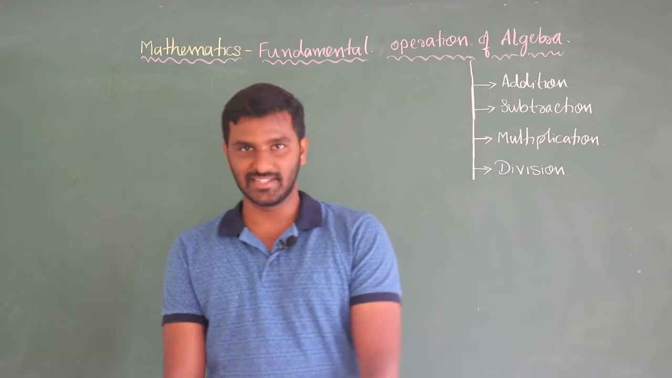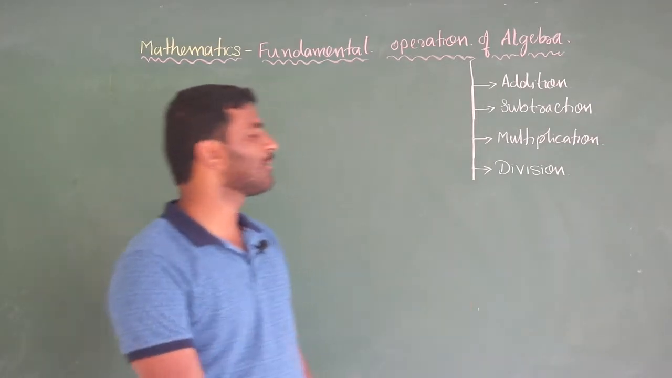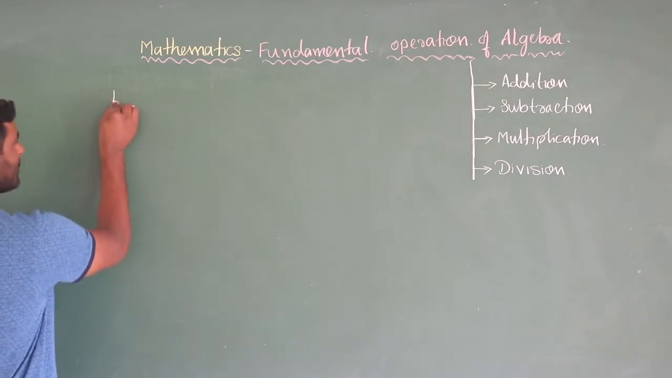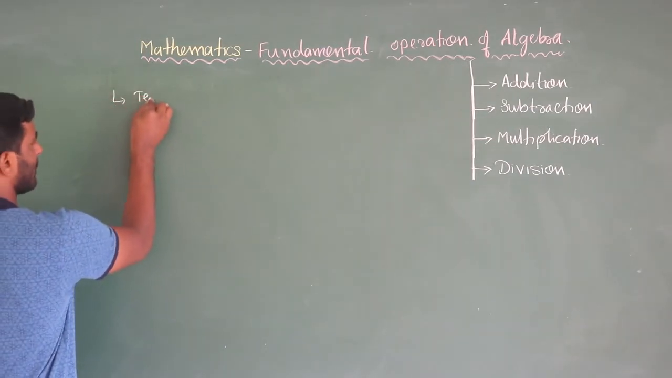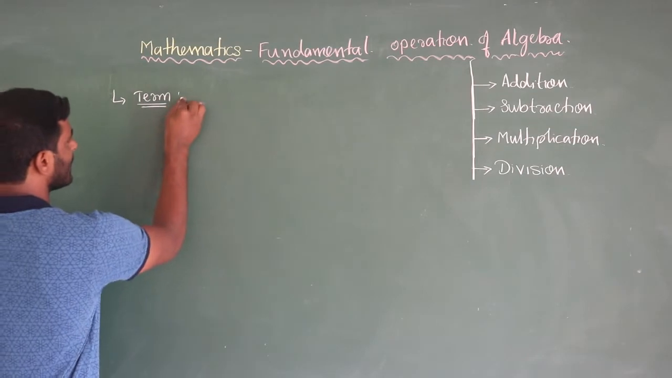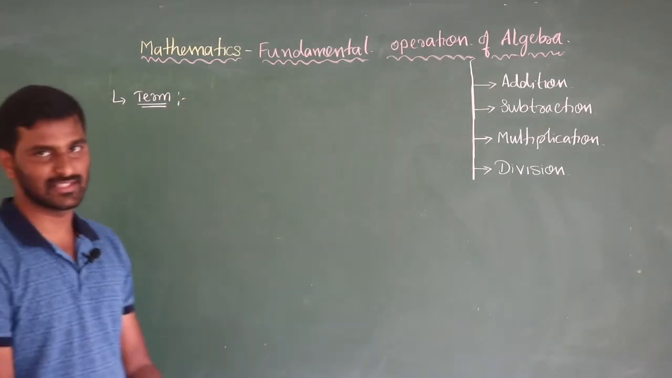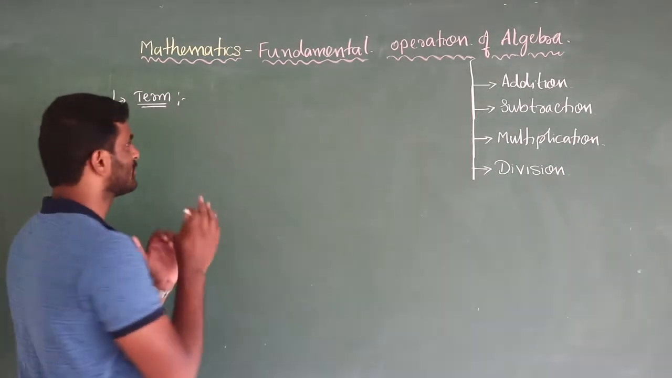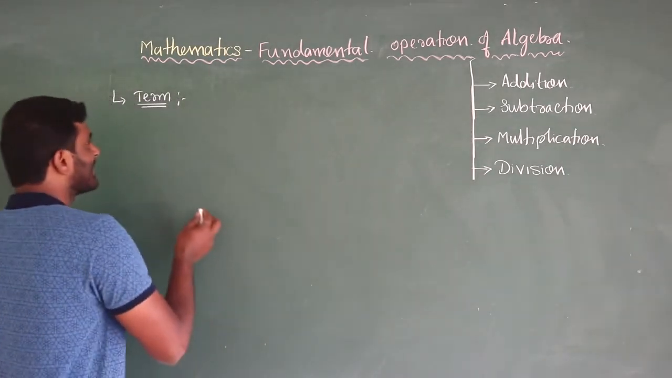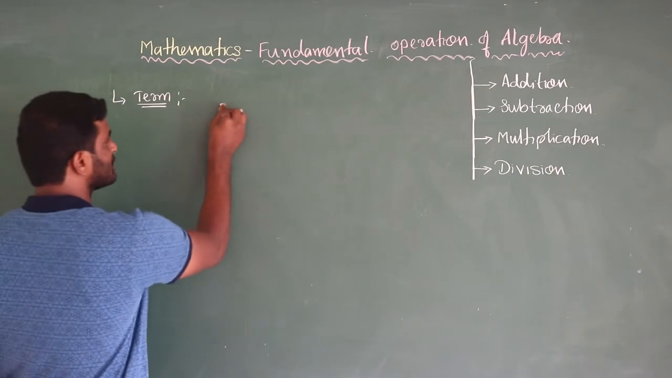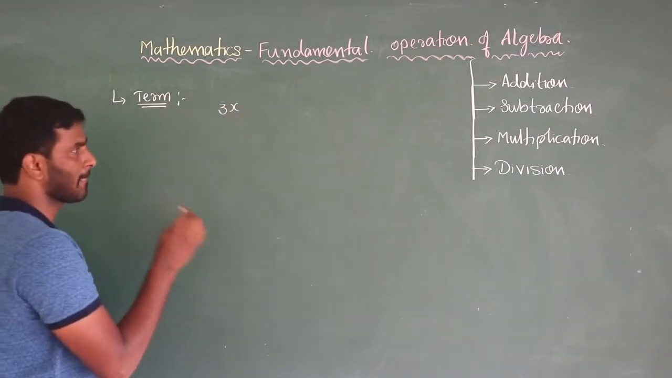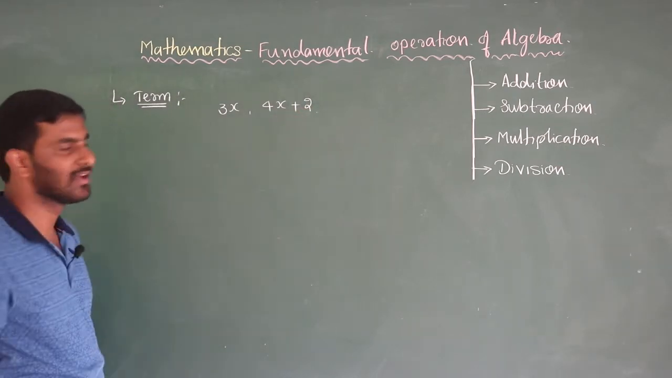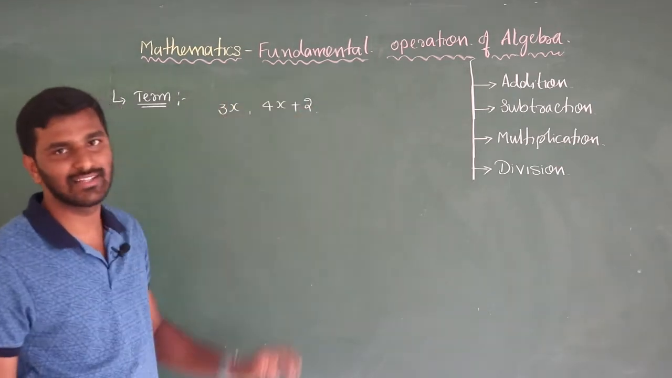So what is addition? Before taking addition, let us take the first term. The first one is a term. So what is a term? The term in algebraic expressions. Let us give an example so that we can easily understand the concept of terms. 3x is a term. In 4x plus 2, there are two terms: 4x is the first term and 2 is another term.